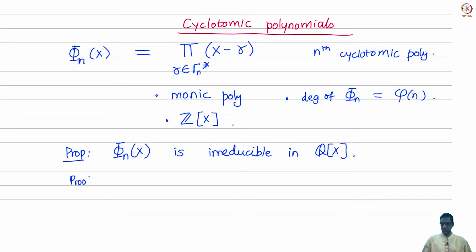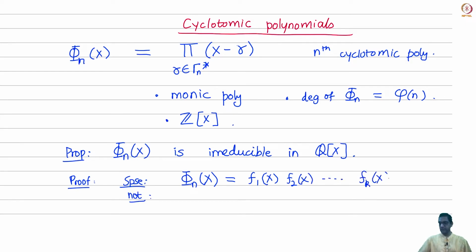So the proof involves a few arguments which are reminiscent of what was used to prove Gauss's lemma, which is mostly reduction modulo p. Okay, so let's go ahead and write out the proof. So suppose not. Suppose it's not irreducible, then I can write it as a product of irreducible factors. The f_i's are all elements of Q[x] and are irreducible.